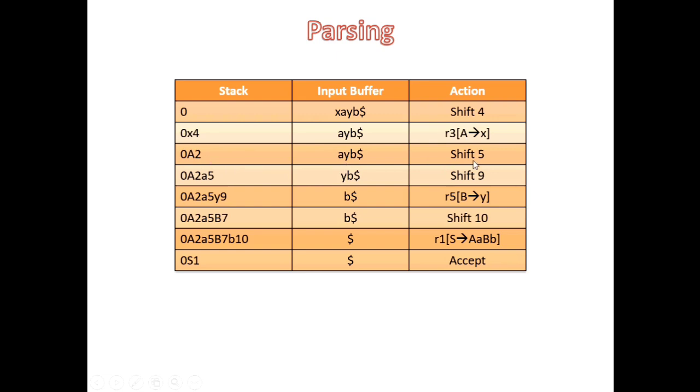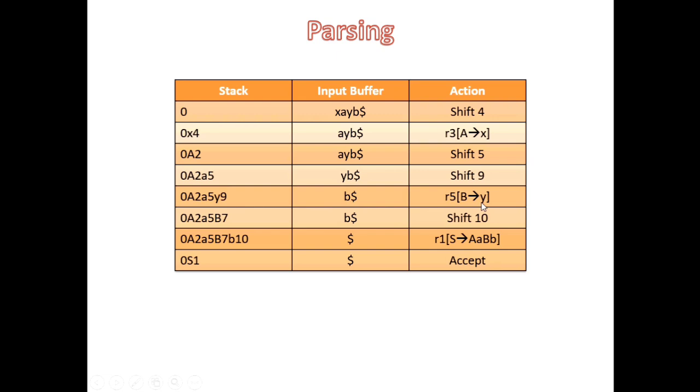Now 2 is on the left side, A is on the right side. 2 comma A is actually shift 5. If it is shift operation, push A inside the stack and also push 5 inside the stack. So you will have 0, A, 2, A5. Now 5 is on the left side, Y is on the right side. When you look into the table, again you have shift 9. So shift 9 means push Y inside the stack and push 9 inside the stack. So you will get this answer. Now 9 is on the left side, B is on the right side. 9 comma B is actually R5.